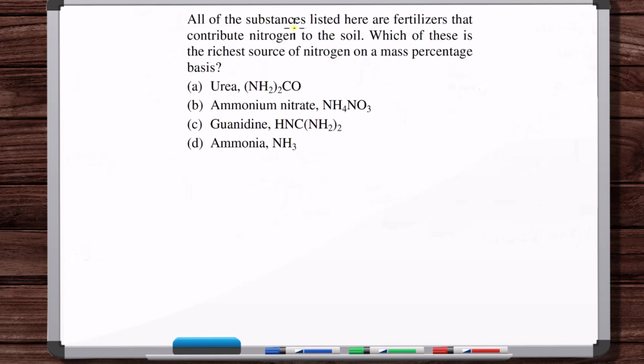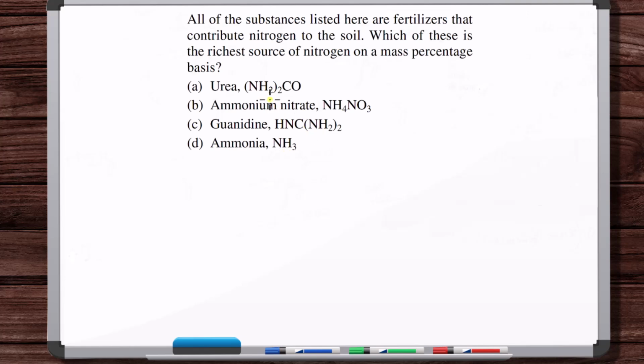Okay, all of the substances listed here are fertilizers that contribute nitrogen to the soil. Which of these is the richest source of nitrogen on a mass percentage basis? For each of these, we want to determine the percent composition by mass of the nitrogen in the compound, and then state which one's the largest. So how do we do this?